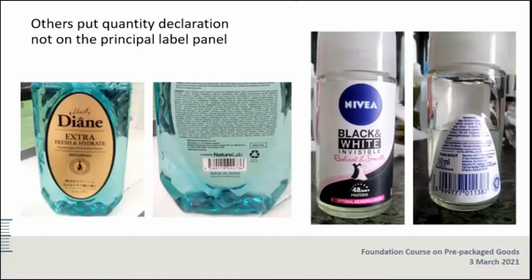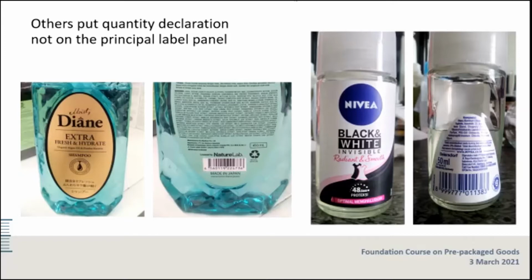But others don't put the quantity declaration on the principal display panel. As you can see, this is shampoo. They don't put the nominal quantity at the principal display panel, but they put it on the back. It's 450 milliliters. It's okay because in Indonesia, we don't state that all the nominal quantity should be put at the principal display panel.